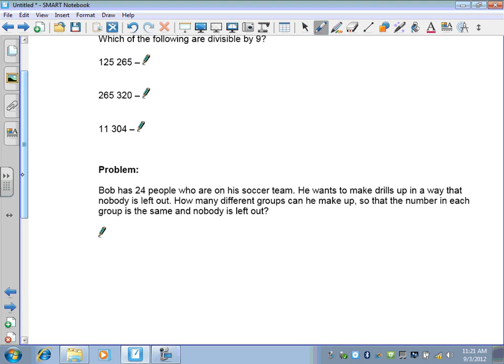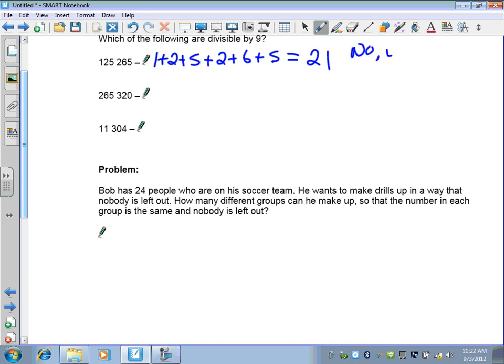Okay, you're back. Well, 1 plus 2 plus 5 plus 2 plus 6 plus 5. If you add those all up, you get a sum which is 21. Is 21 divisible by 9 evenly, or is it in the 9 times tables? Well, you skip count by 9. You go 9, 18, 27. You skip 21, so the answer to this is no.